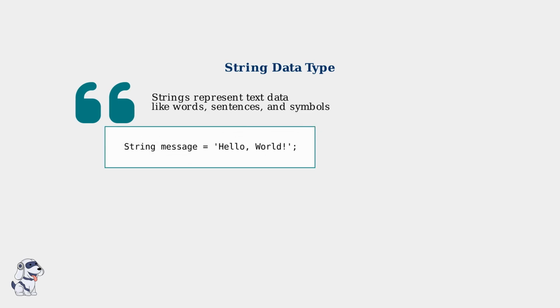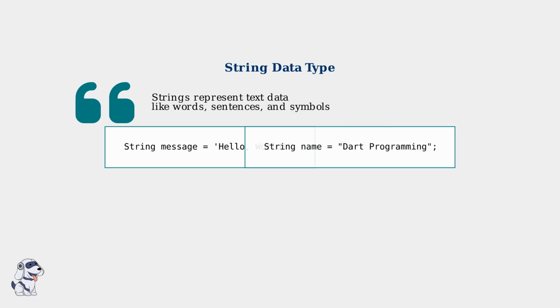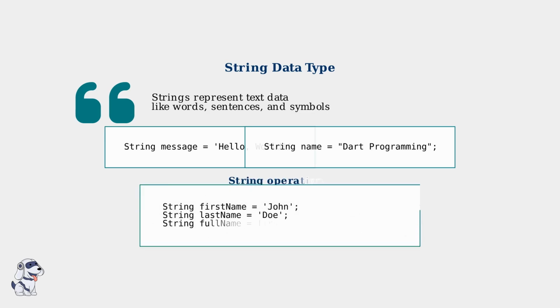Here's an example using single quotes. We declare a string variable called message and assign it the text "Hello World" enclosed in single quotes. And here's the same concept using double quotes. We create a string variable called name with the value Dart programming enclosed in double quotes. Both methods work identically. Strings in Dart support various operations. For example, you can concatenate strings using the plus operator. Here we combine first name and last name with a space to create a full name string.